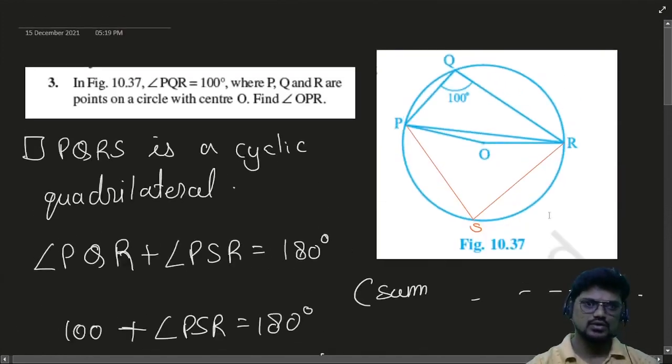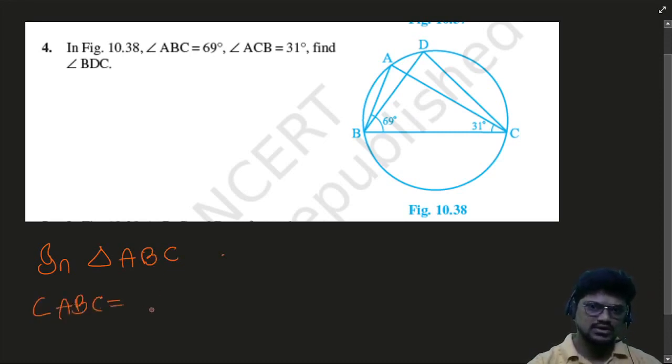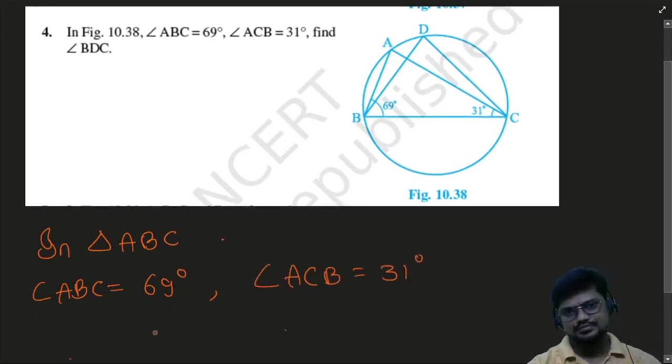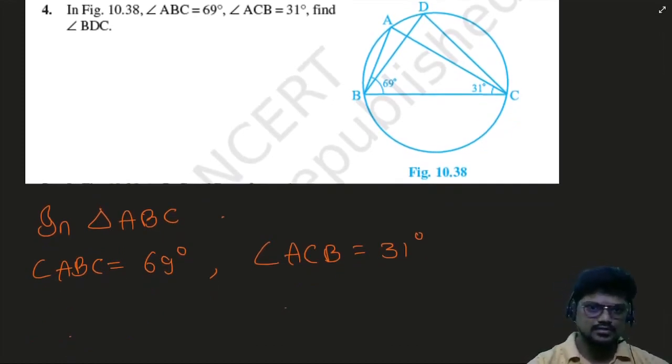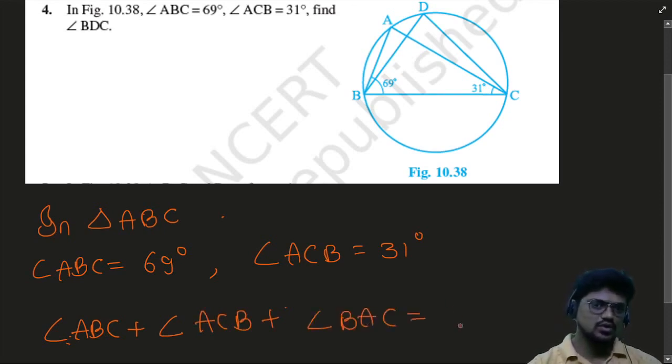Okay, the next question. Over here, this angle is 69 and this angle is 30 degrees, they said, right? So in triangle ABC, angle ABC equals 69 degrees, they have given. Angle ACB equals 31 degrees, that is also given, right? So angle ABC plus angle ACB plus angle BAC will be equal to 180 degrees.